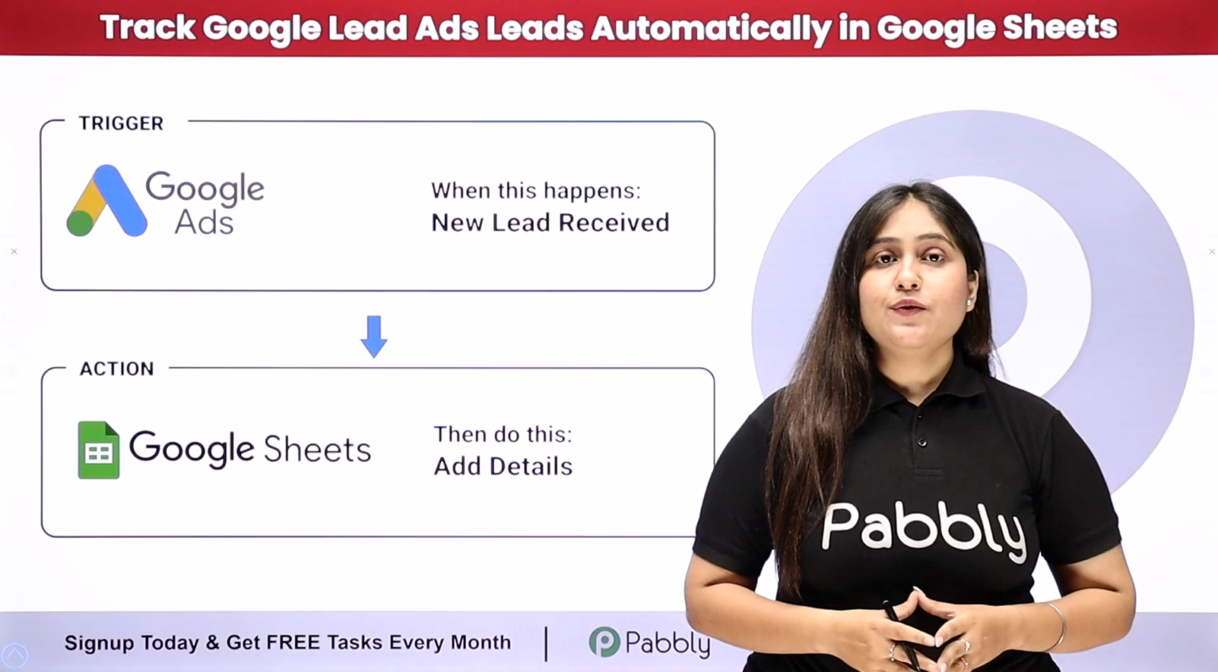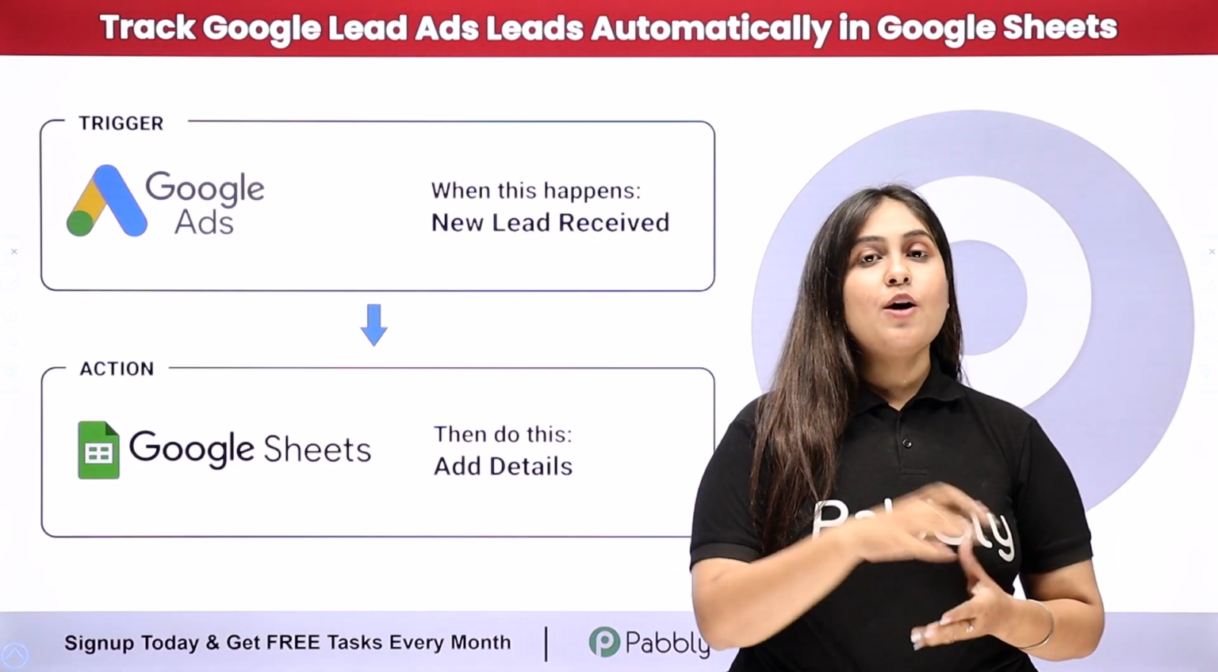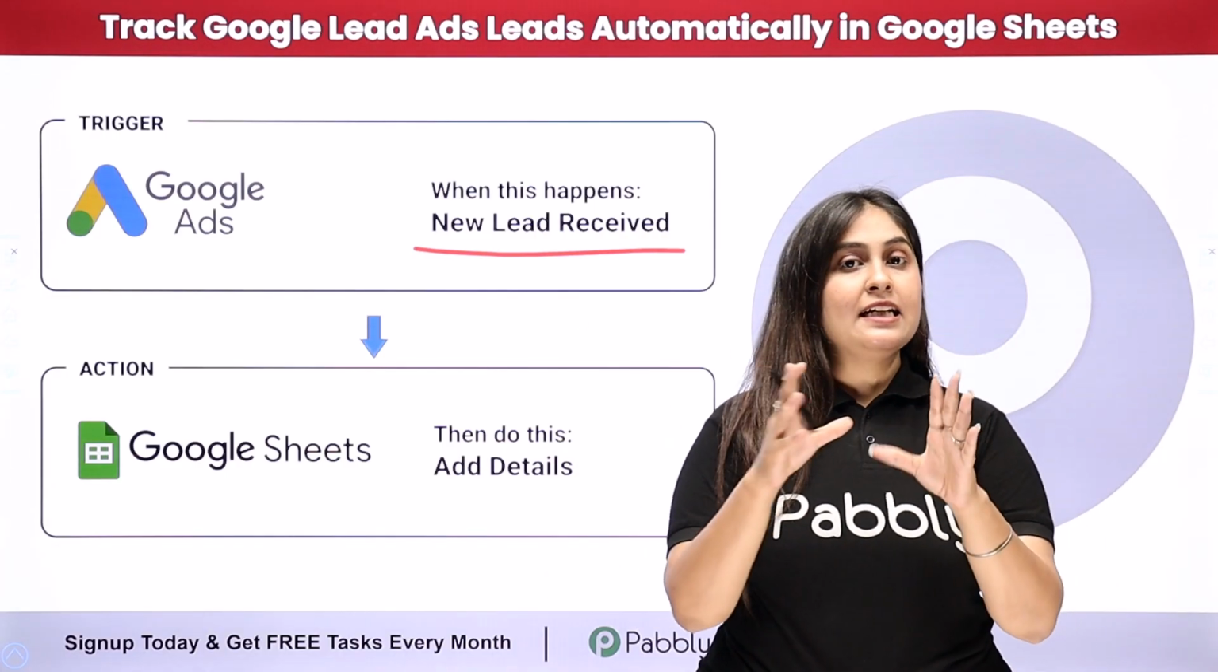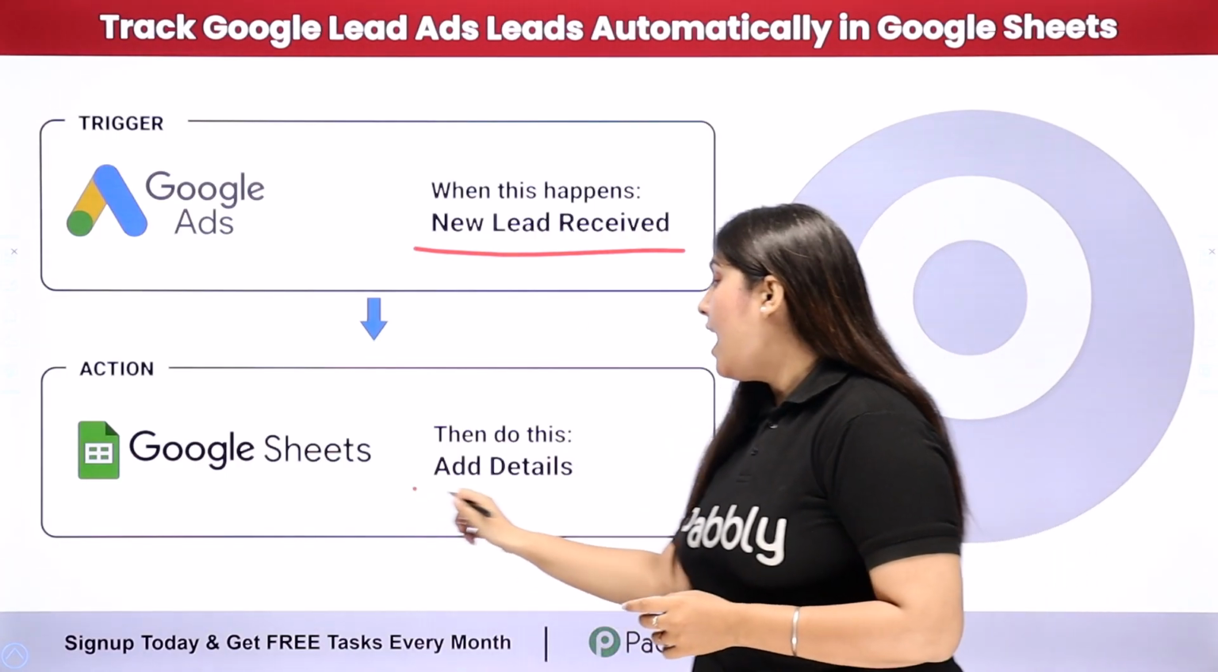In this video we are going to understand how to track Google Lead Ads leads automatically in Google Sheets. Here I am receiving a lot of leads through my Google Ads, and my objective is, as soon as I receive a new lead, that lead detail should automatically and instantly be added in my Google Sheets as a new row.